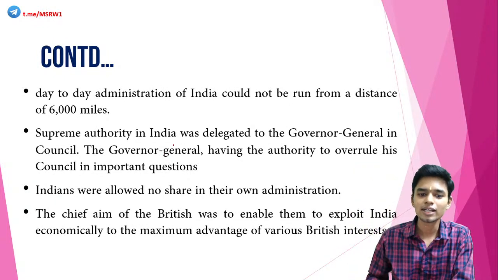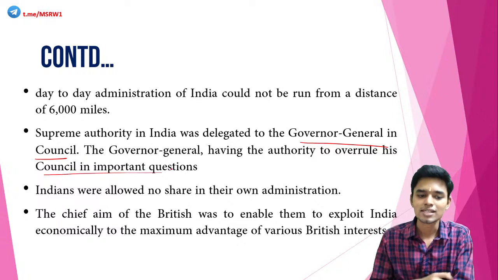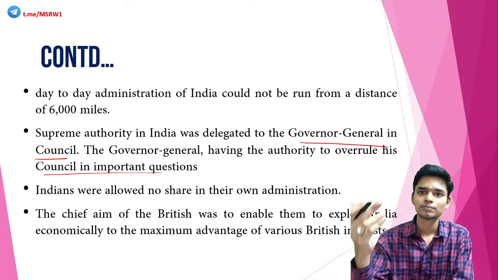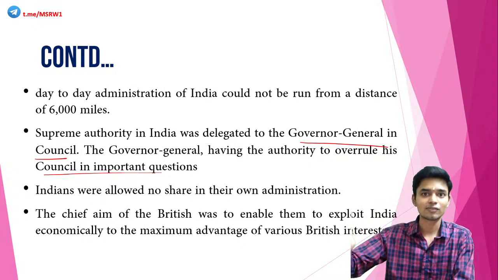The supreme authority in India was delegated to the Governor General in Council, with the Governor General having the authority to overrule his council in important questions. This was the main factor based on which the Governor General became so powerful. Later on, we will see that this person acts as Viceroy also, as a representative of the Crown.